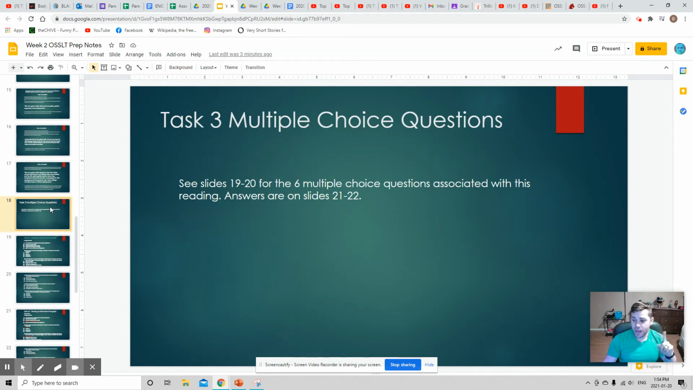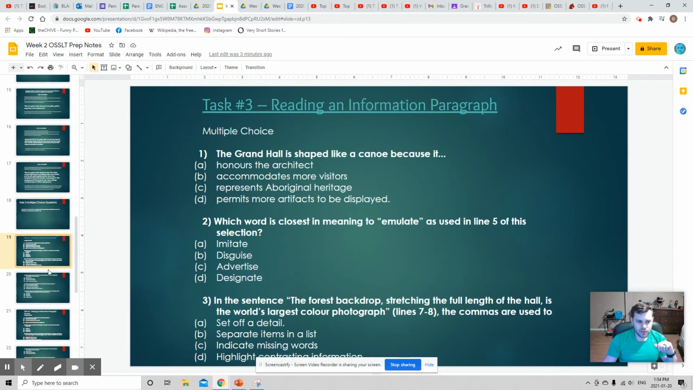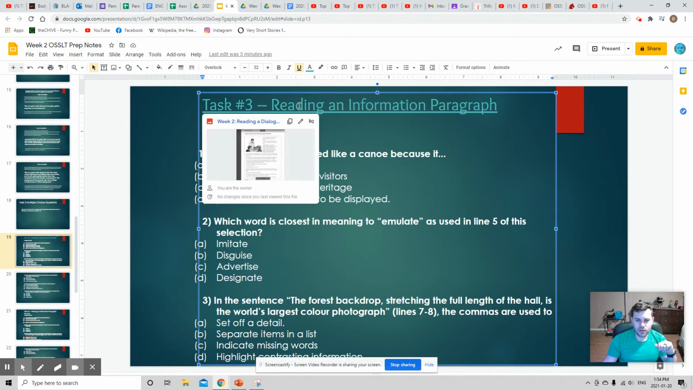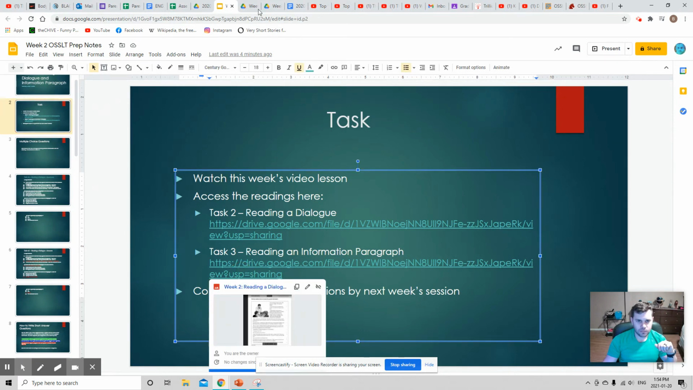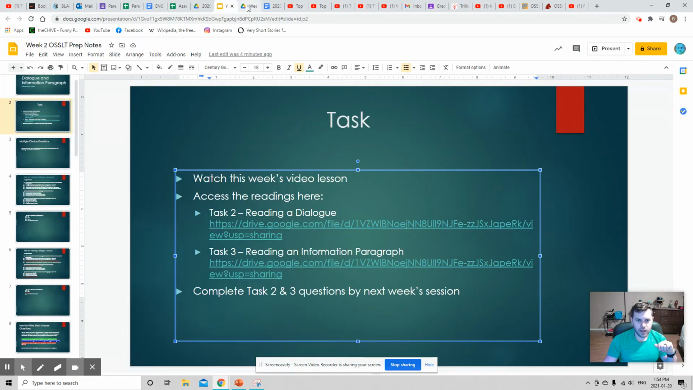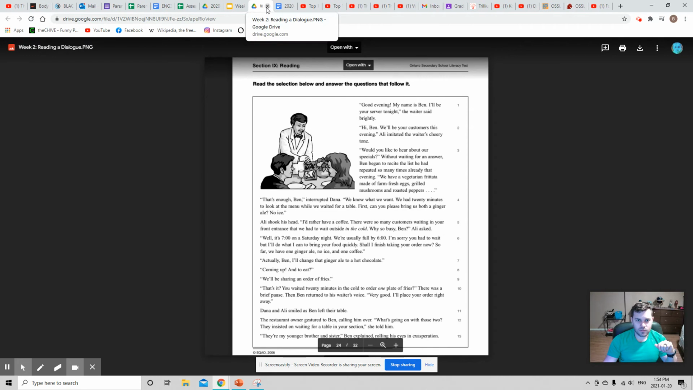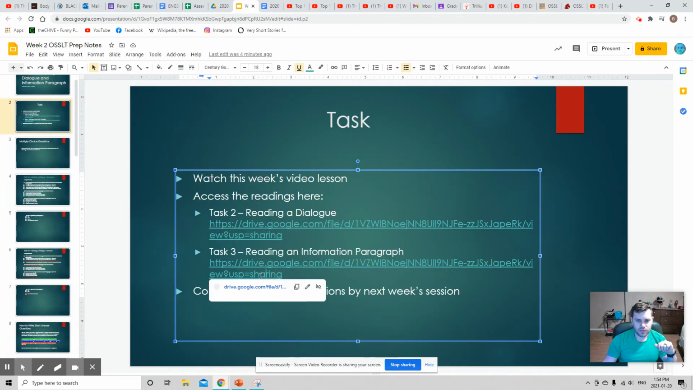All right, so that's task 2. Task 3 is on slides 19 and 20. There are 6 multiple choice questions and then a short answer. So multiple choice questions are here. And the reading, you can always click on the link right there. It'll pop up. Or the reading is located right here. But the reading looks like this. Ooh, doesn't look like that. It looks like this.